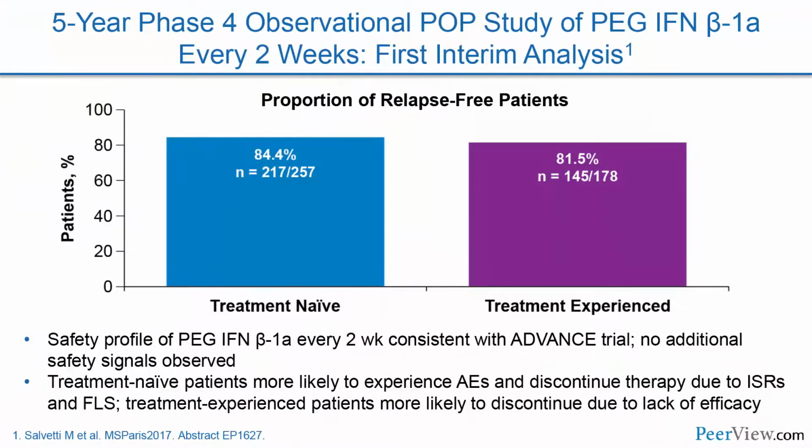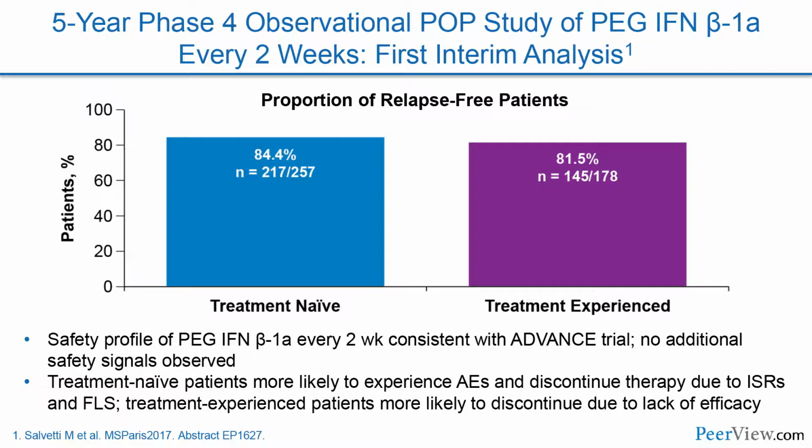In addition, the first interim analysis of the Phase 4 POP study, looking at pegylated interferon every 2 weeks, was also presented in Paris. The 5-year observational POP study provides an opportunity for us to explore the long-term safety and effectiveness of pegylated interferon beta-1a every 2 weeks in the real-world setting. The results of the first interim analysis of POP showed the safety profile of pegylated interferon beta-1a every 2 weeks was consistent with that previously reported in the ADVANCE trial, and no additional safety signals were observed.